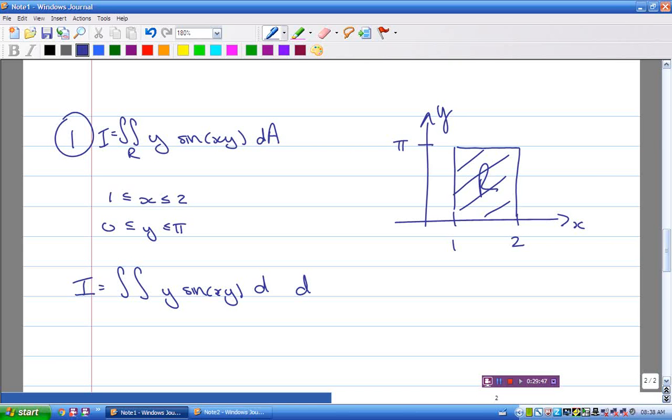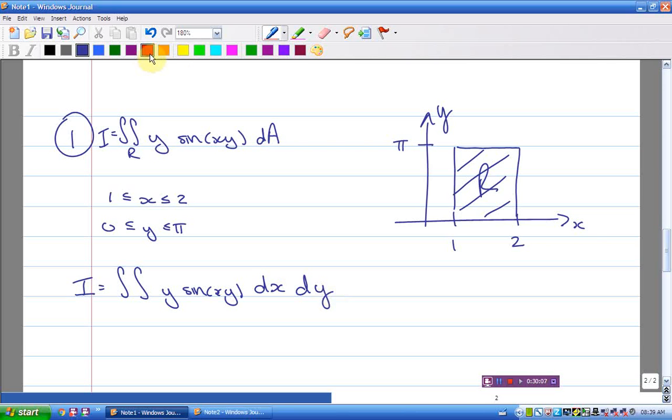Sometimes your region strongly recommends that you do one variable or the other. Our region is a rectangle. It's as ordinary as you can get. Our region couldn't care less which one goes first. Sometimes your integrand strongly recommends which one you do first. Sometimes it really doesn't matter. I'm going to do x first and then y.